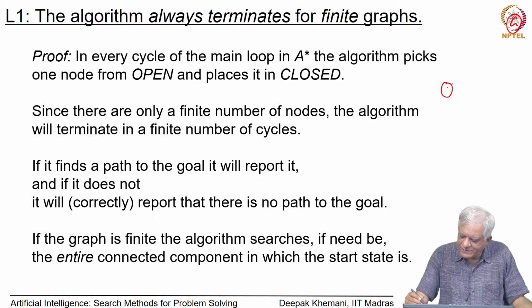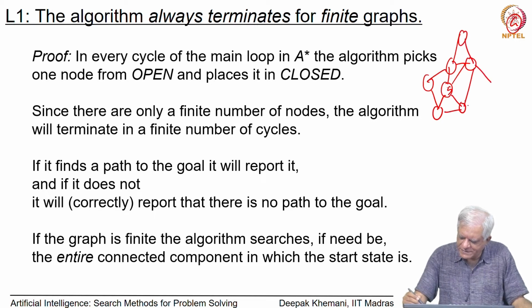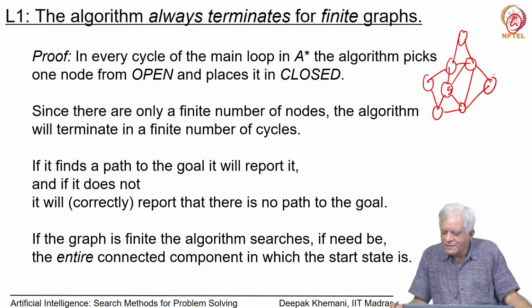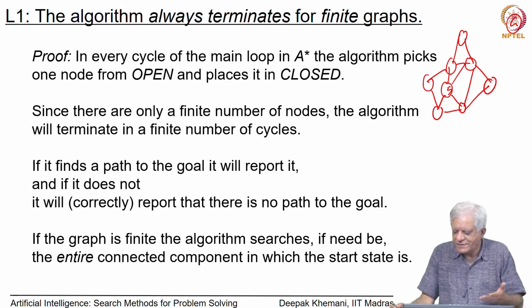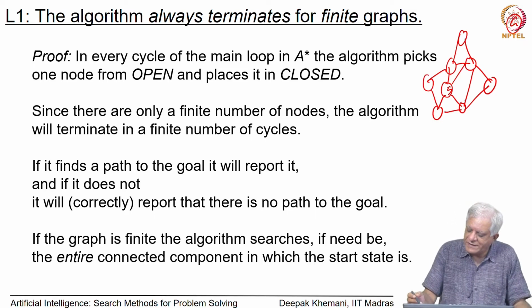state, and we have a small graph which is finite, and let us say this is the graph, which is a very small graph. Our algorithm will search through all these nodes which are connected to the start node S, and in the end it will end up with an empty open list, and it will say I can't find a path to the goal, which is true for this particular example that I have drawn.